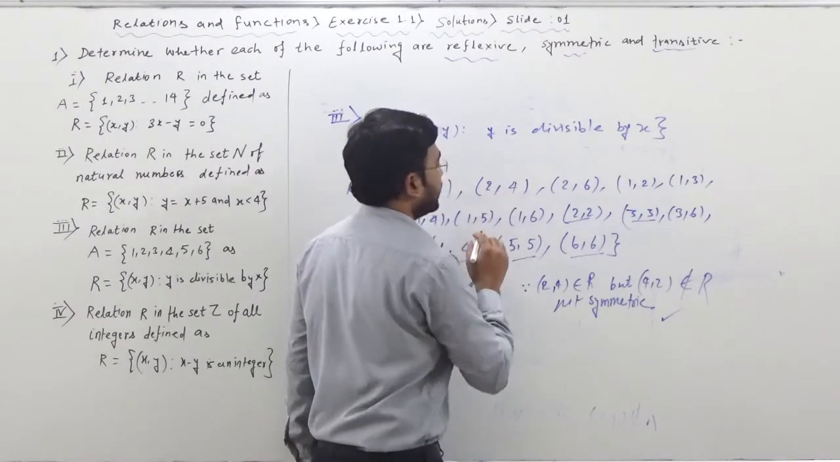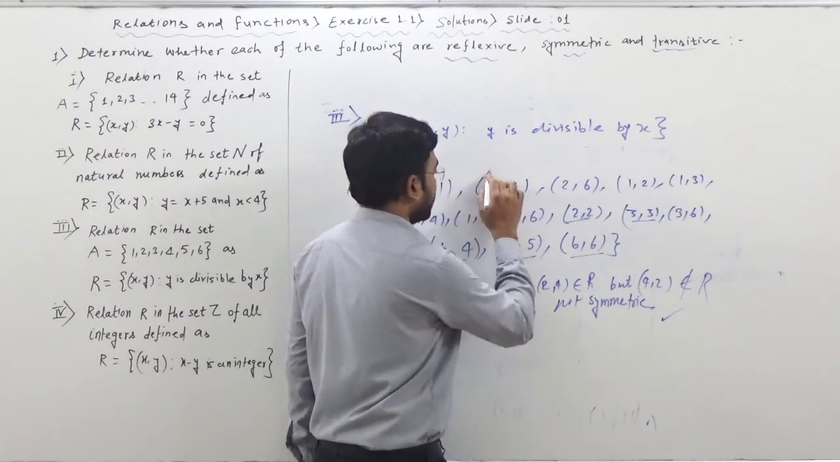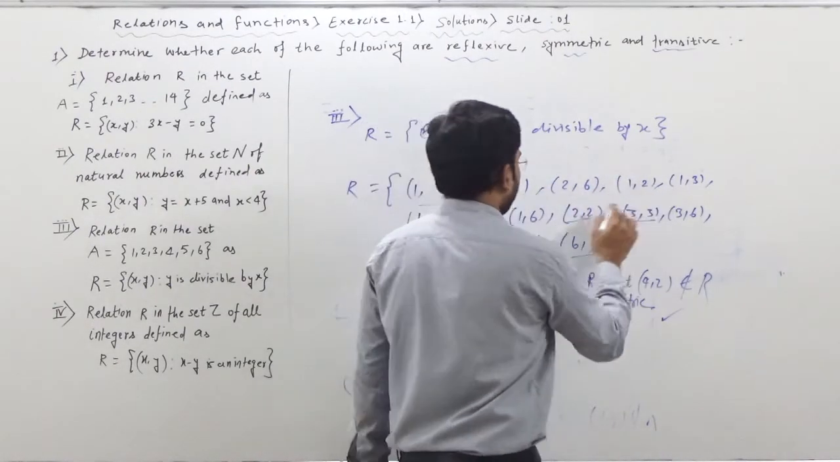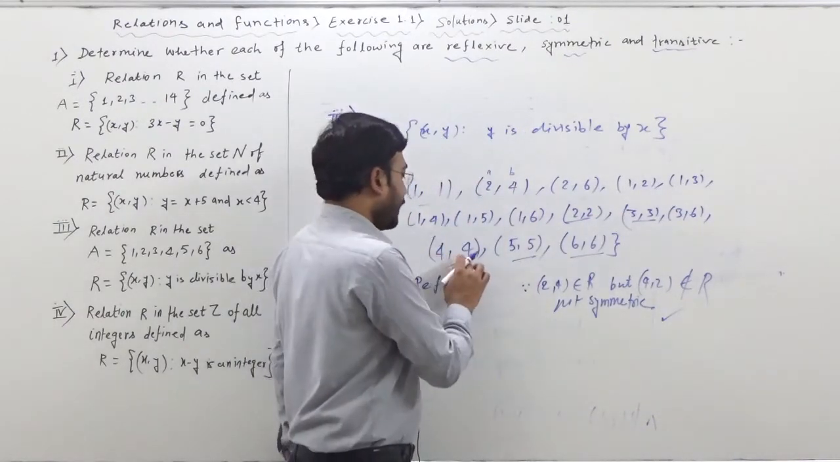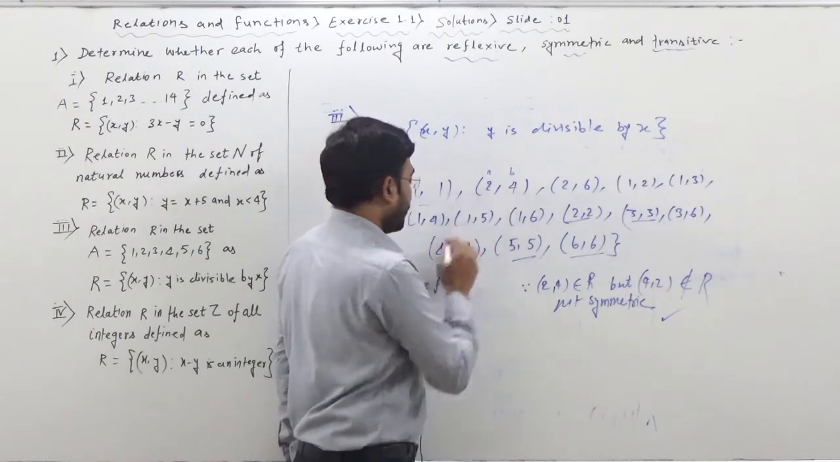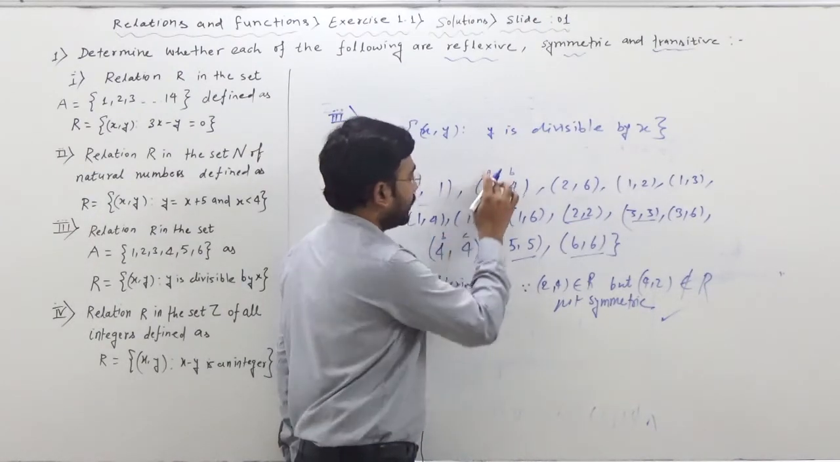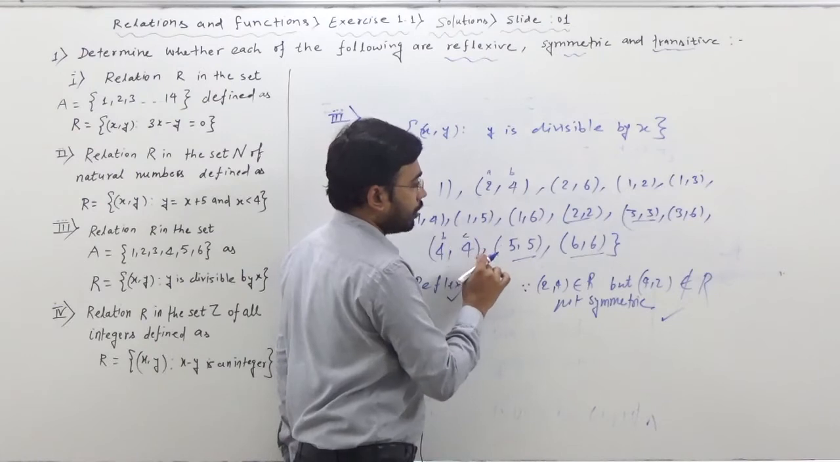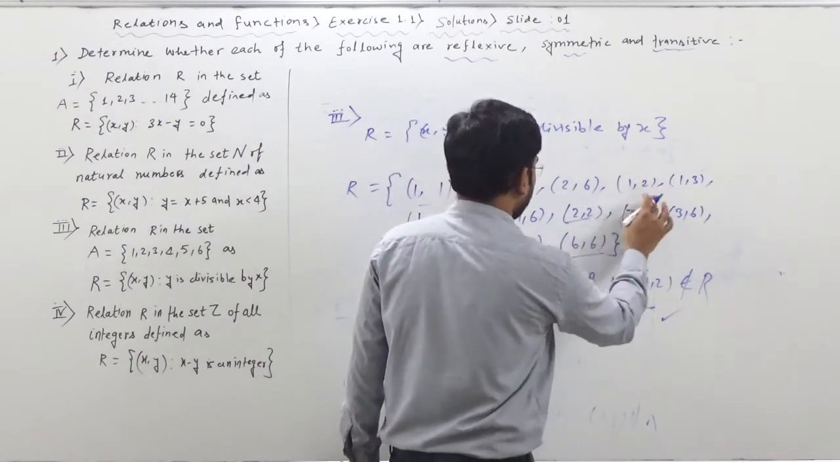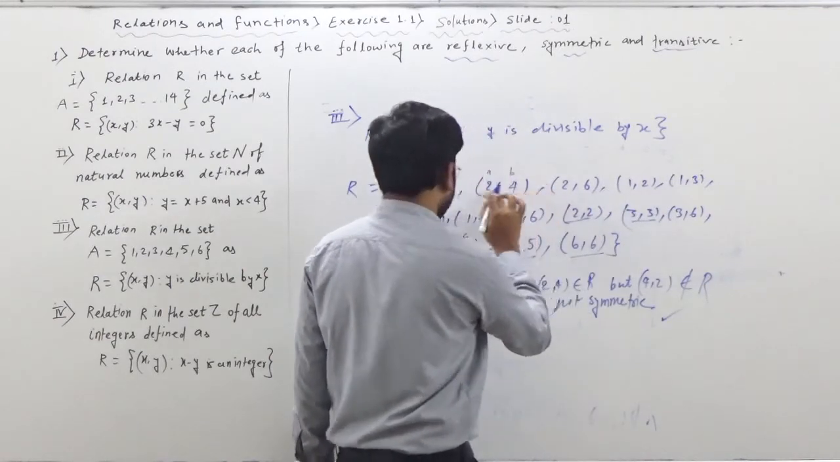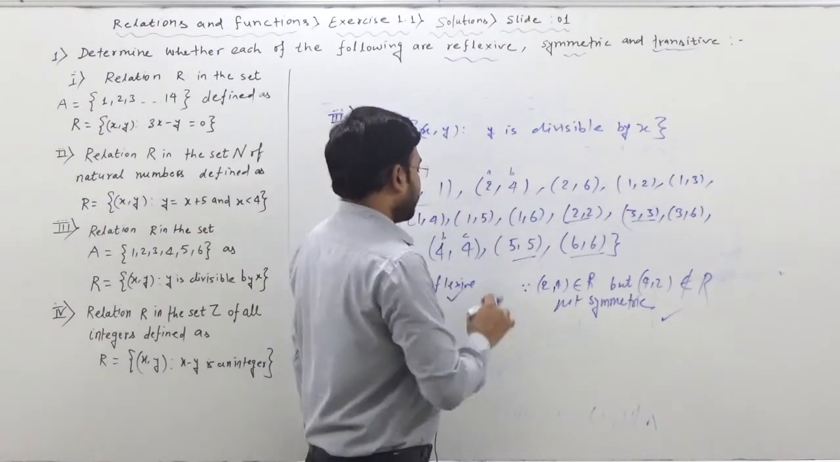Now (2, 4). We'll check for (2, 4). So this is like (a, b). Now from 4, is it starting anywhere? Just check it. From here it is starting now. So this is (a, b) and this is (b, c). So (a, c) needs to be (2, 4). (2, 4) is available. Just we are going to check (2, 4). Yes, this is only here. So this is okay.